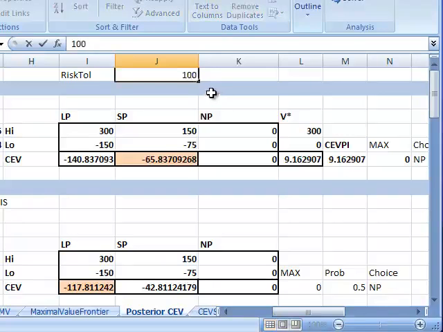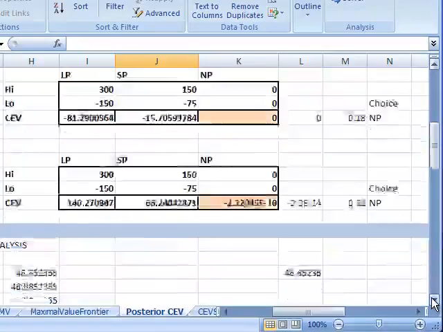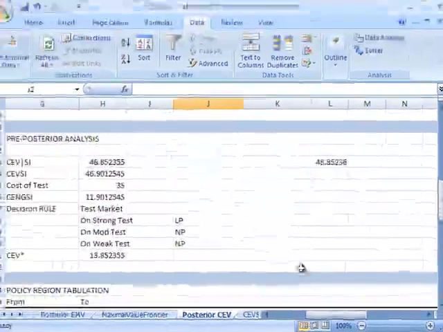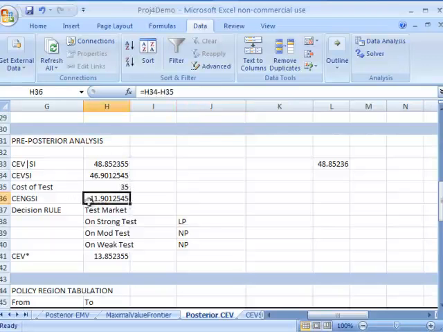So, for example, again, putting 100 in there, when we look at our results down here, we see a different story. Okay, we see that the value of information has gone up above 35, and so we have a positive certain equivalent net gain of sample information, and therefore the optimal decision is to test the market. On a strong test, go with a large plant, but on moderate or weak result, go with no plant.